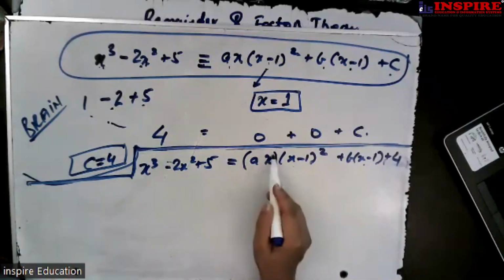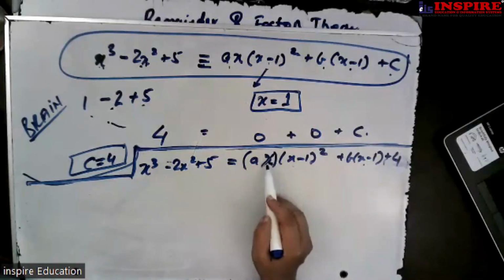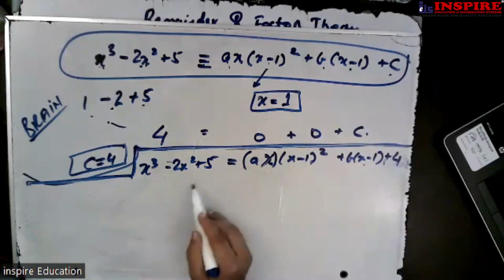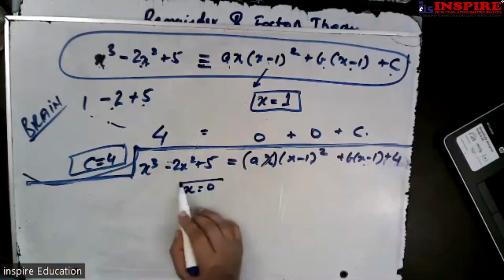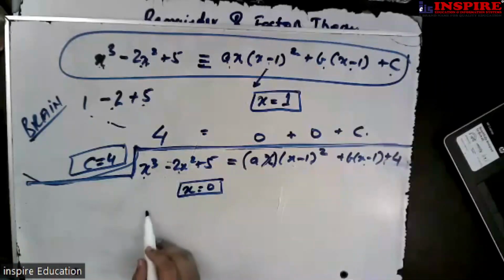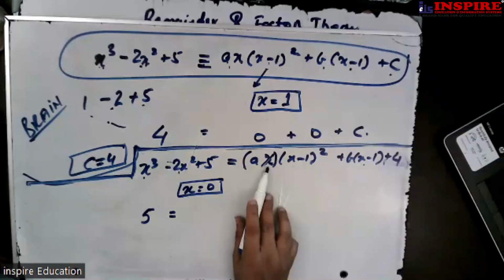See, when you have something independently with x, this is an independent x. This is a. So if I take x to be equal to 0, this becomes a 0, this becomes a 0, my left side becomes a 5.